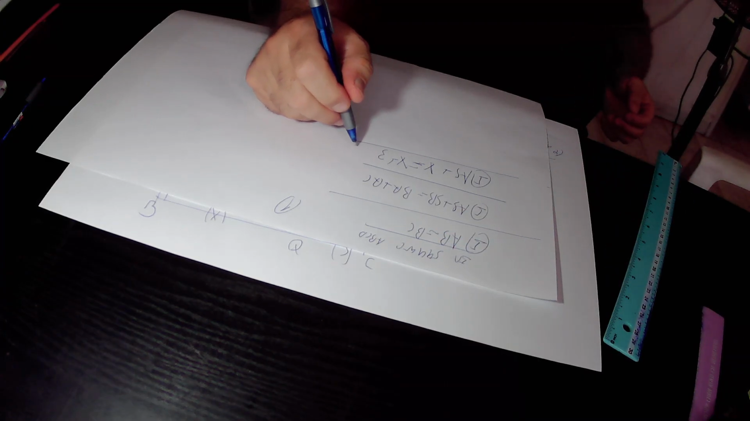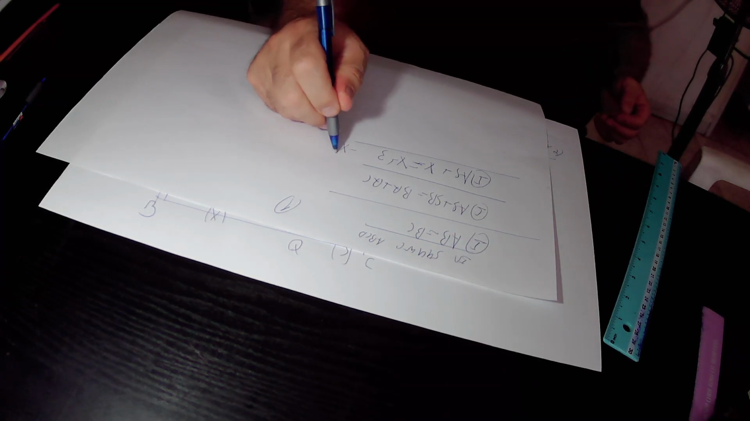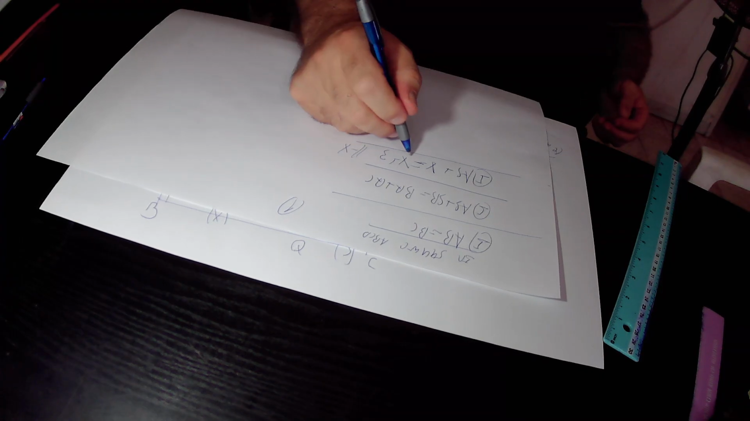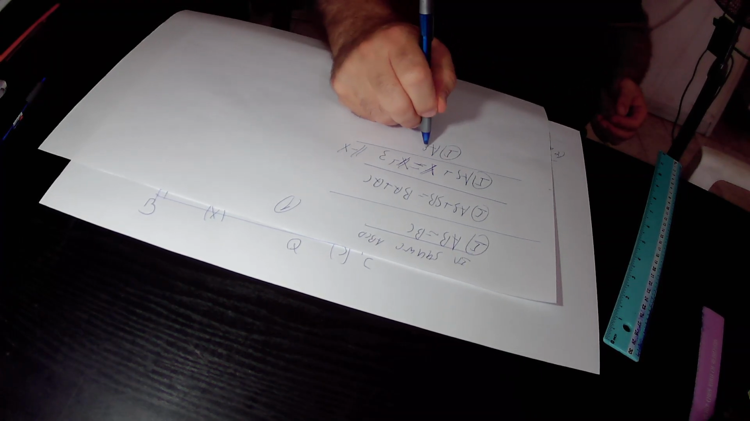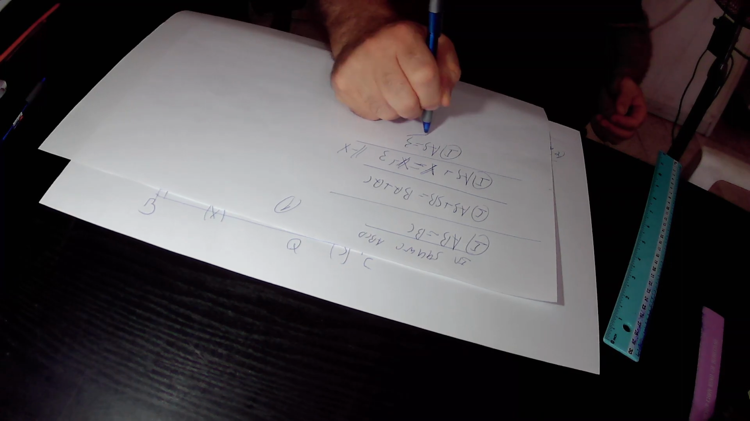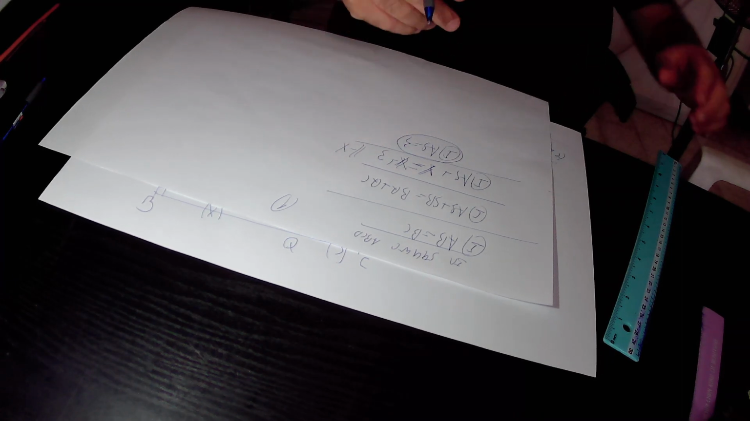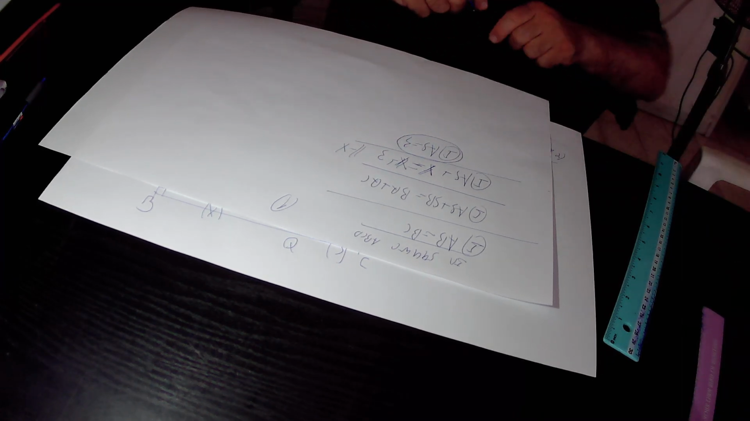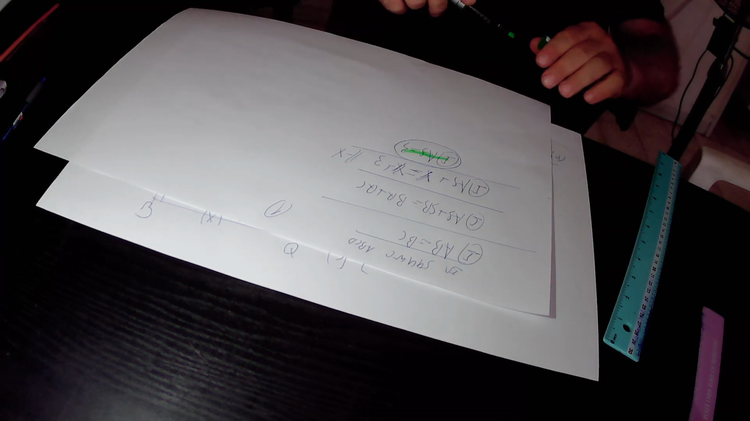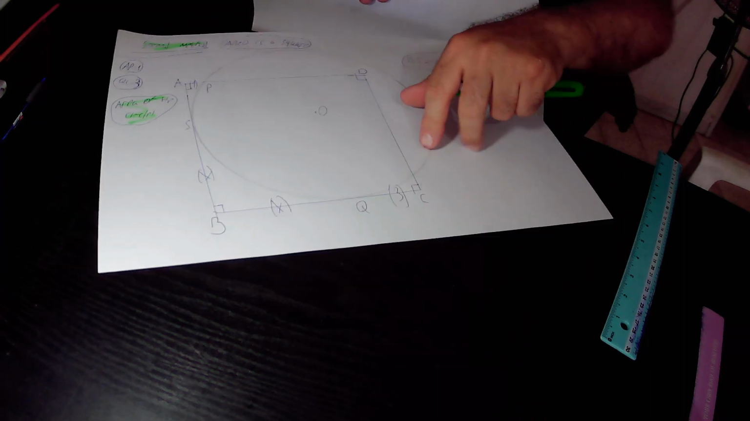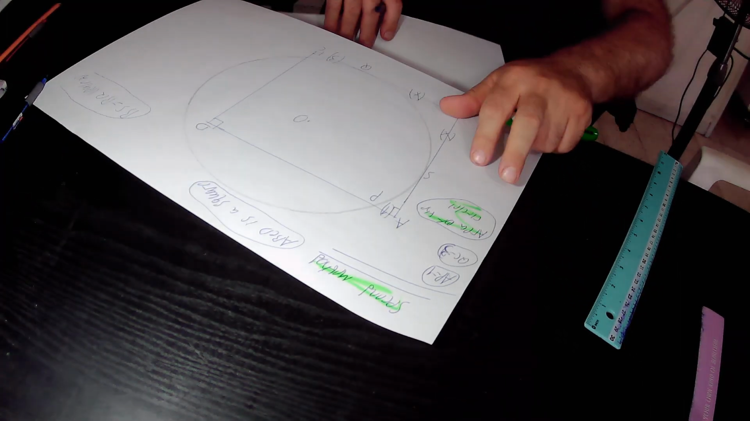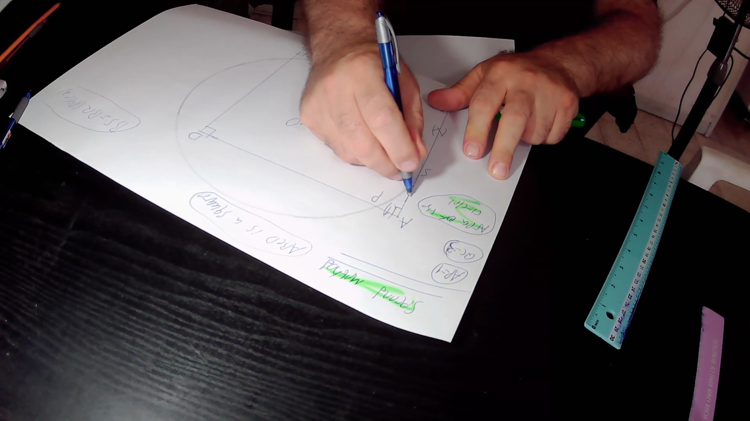Here we subtract x from this equation 1. So x will get cancelled, and we are left only with AS, which equals 3 units in length. So I write it down, AS equals 3.